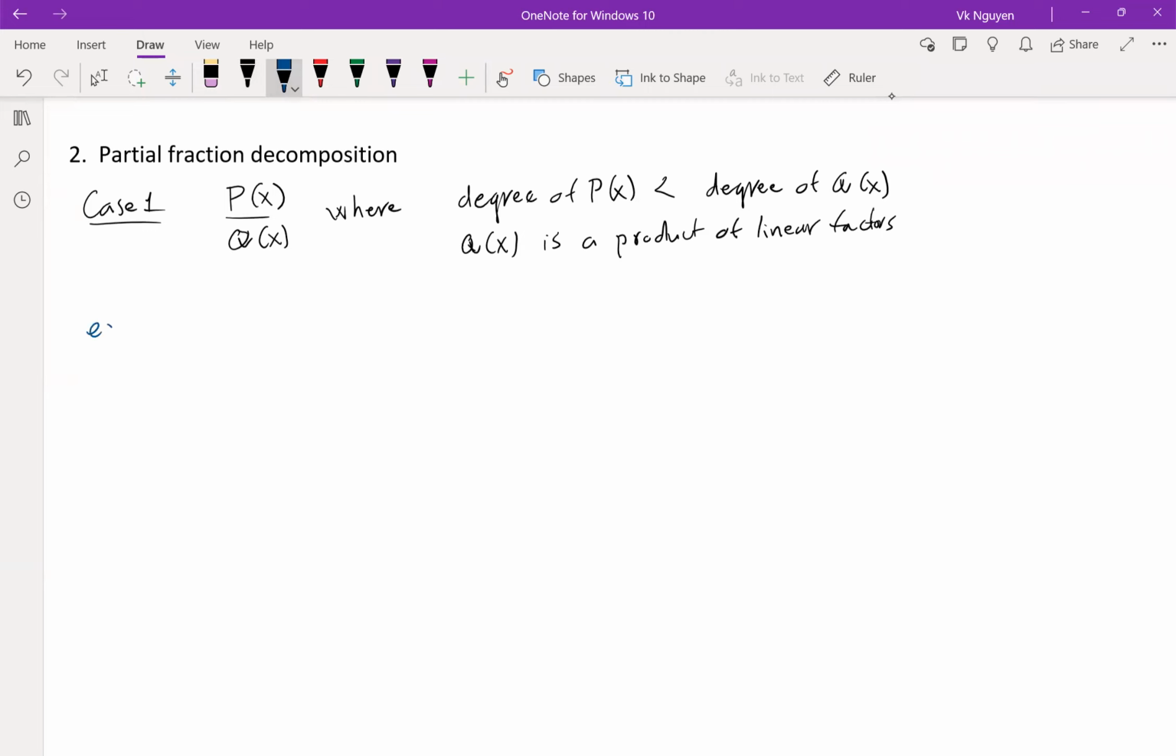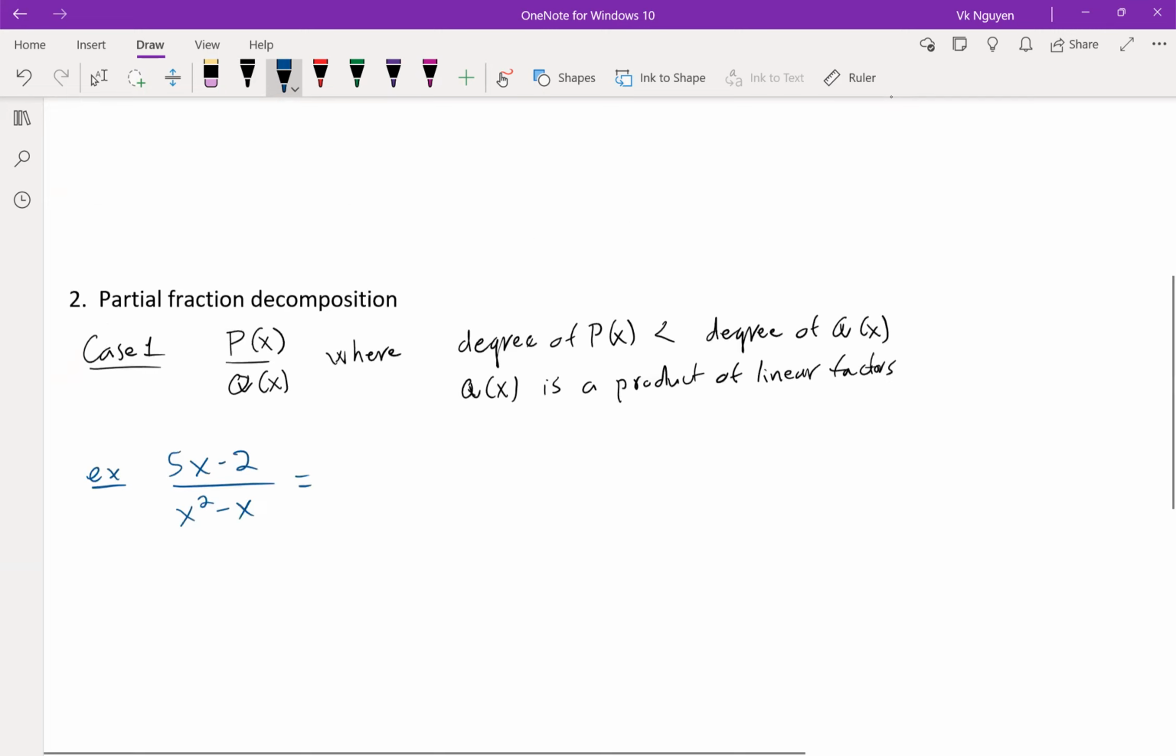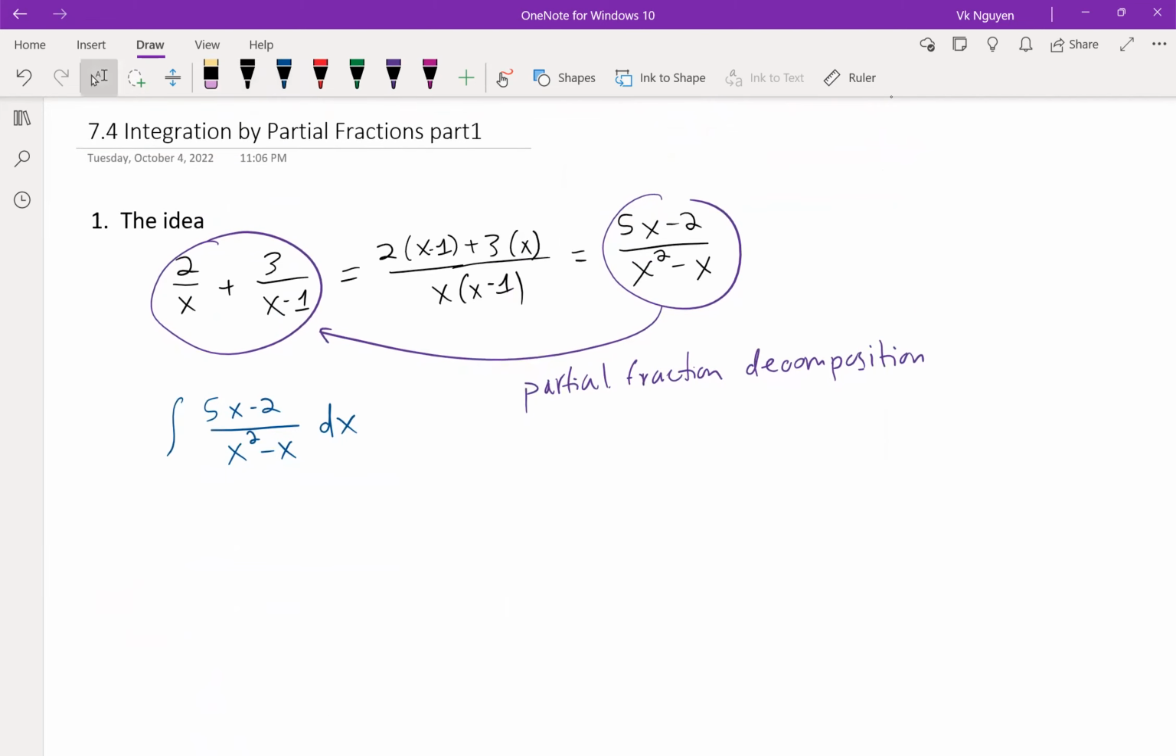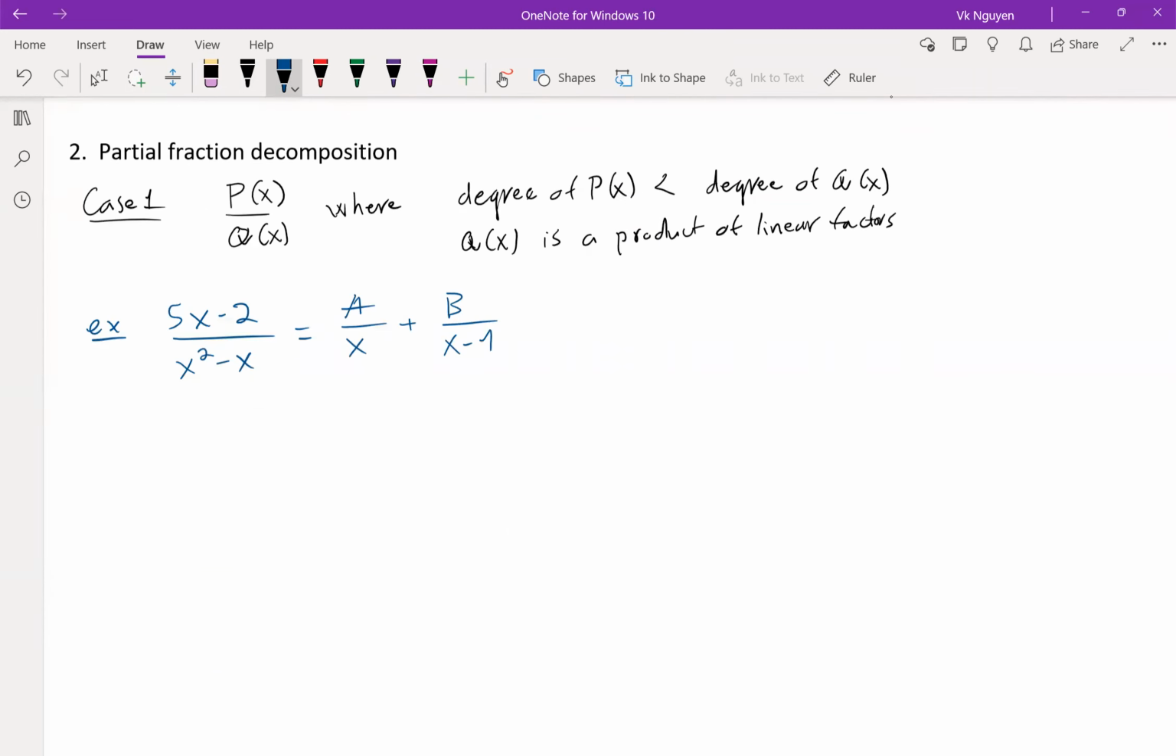Here comes an example: (5x minus 2) over (x squared minus x). As you see up here, you can split this out into some number over x plus another number over x minus 1, A over x plus B over x minus 1. Notice that the degree in the numerator is always smaller than the degree in the denominator.